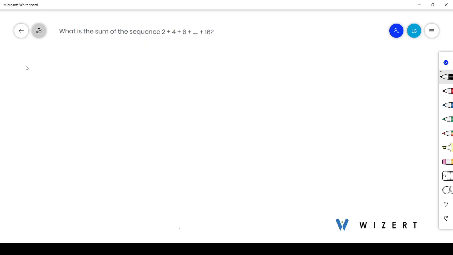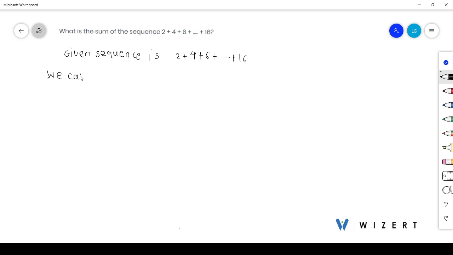Our question is, what is the sum of the sequence 2 plus 4 plus 6 plus and so on plus 16? Here, the given sequence is 2 plus 4 plus 6 plus and so on plus 16.